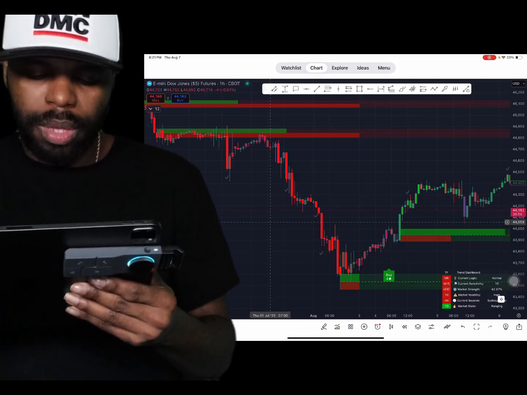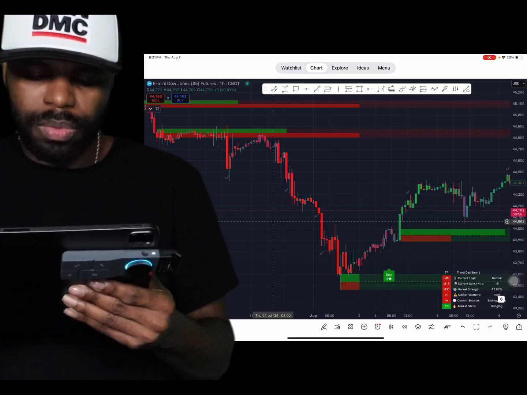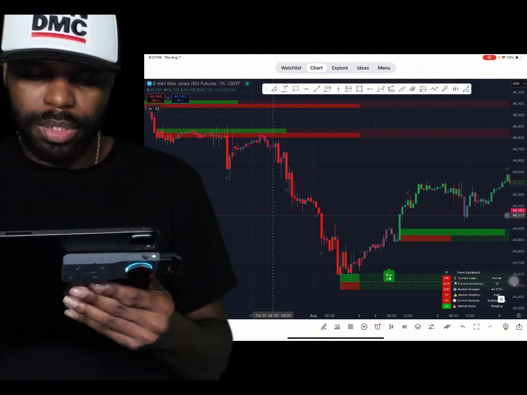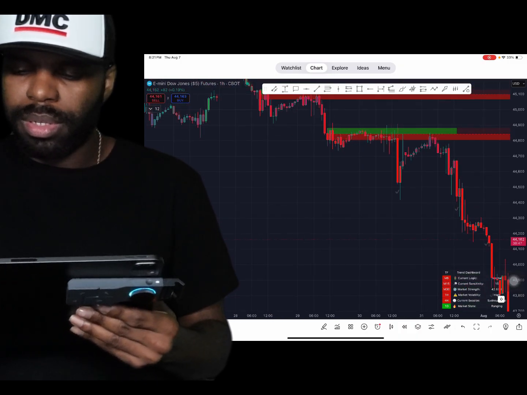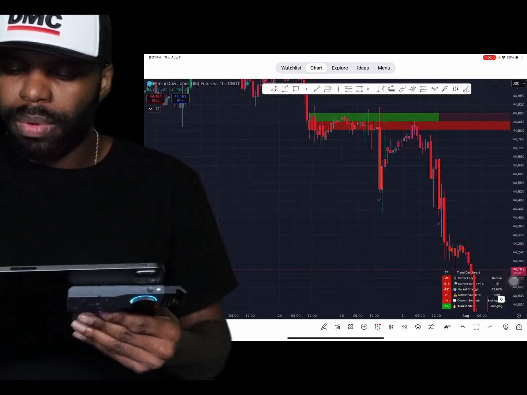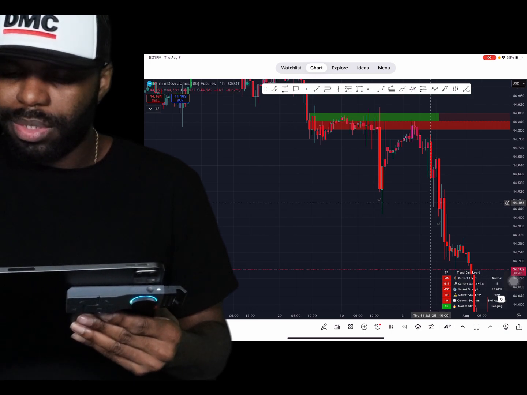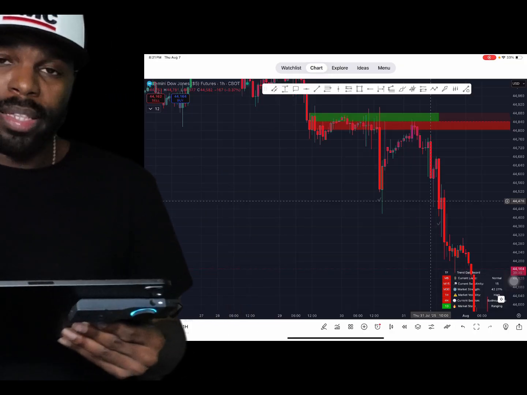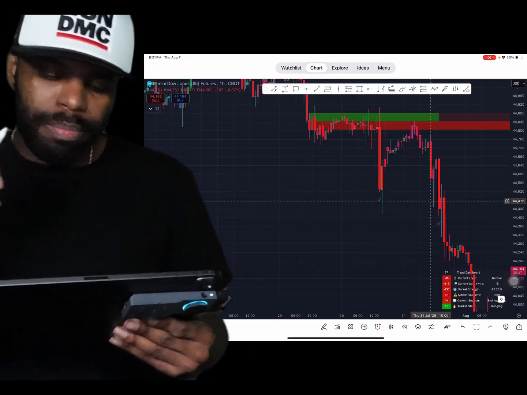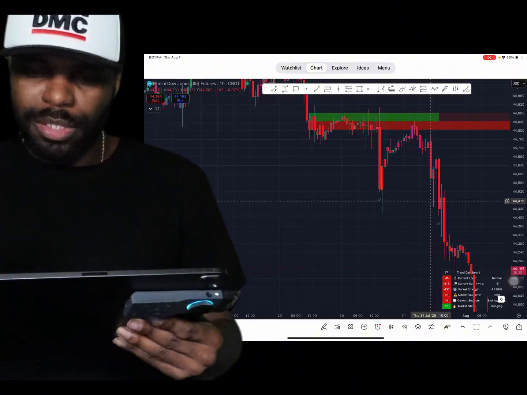So 8 a.m. is when the market opens, with the US session market open. The highest point that I can see right now is right here, which is 10 a.m. That candle right there was the highest point that price reached in the US session.